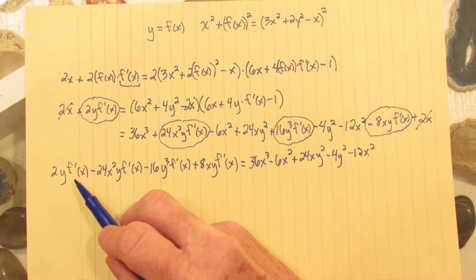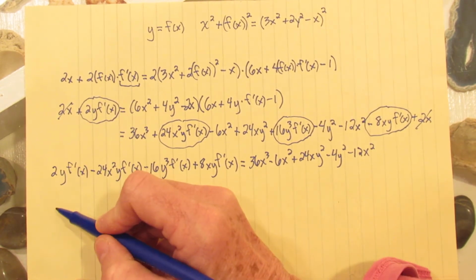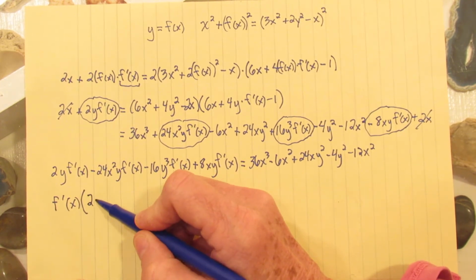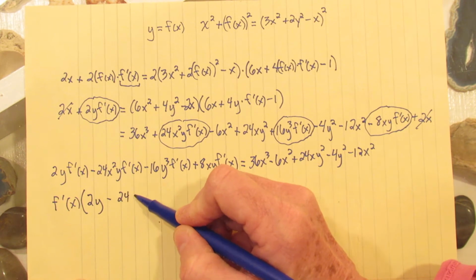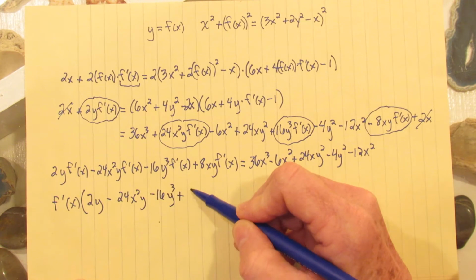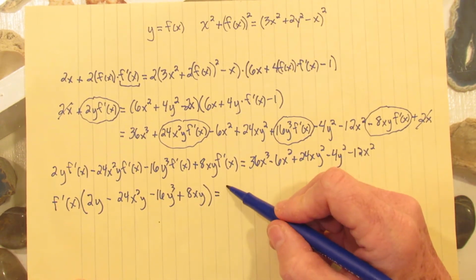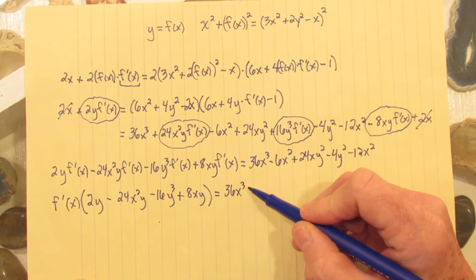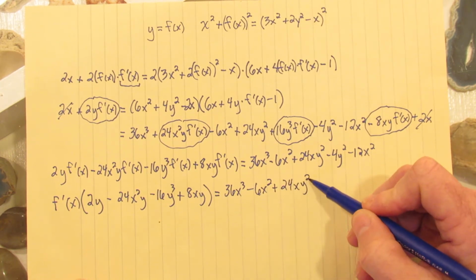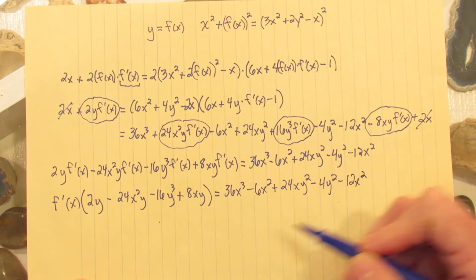Okay, the whole point of moving things was to get terms that have f prime in every one of the terms so that you could factor it out. So factoring out the f prime, I get 2y minus 24x squared y minus 16y cubed plus 8xy. And on this side, we still have our same terms. And now that I factored out that f prime, we are down to our last step.